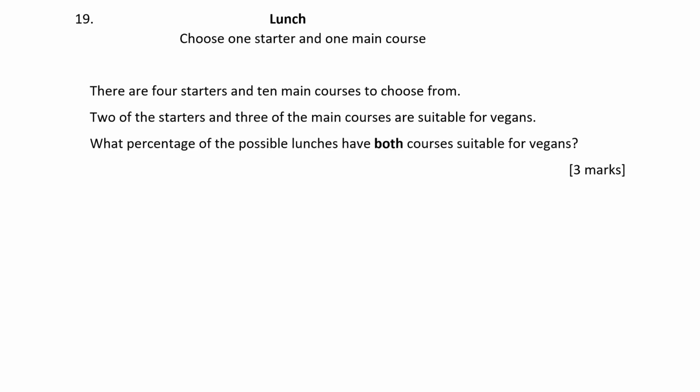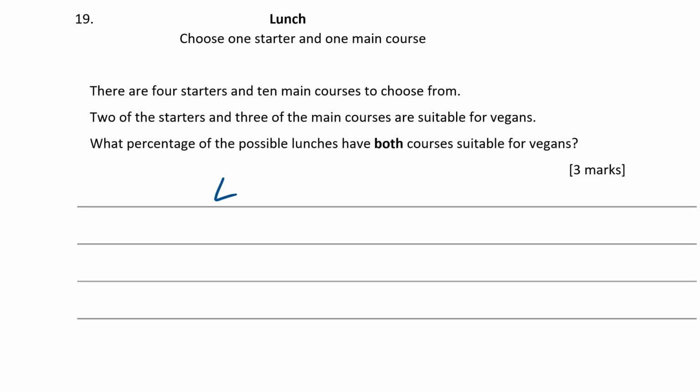Okay, so how many different selections are there altogether? I've got my 4 starters and my 10 main courses, which gives me 40 different choices altogether. However, from those, only 2 of the starters and 3 of the main courses are for vegans. So the vegan choices are restricted to 6 out of those 40 dishes. So what fraction then are going to be vegan? So that's vegan, and that's all, isn't it?